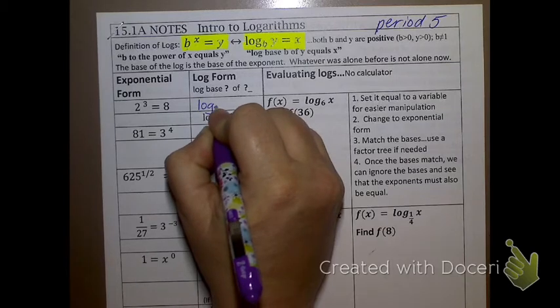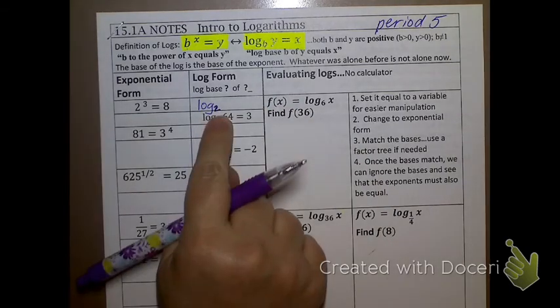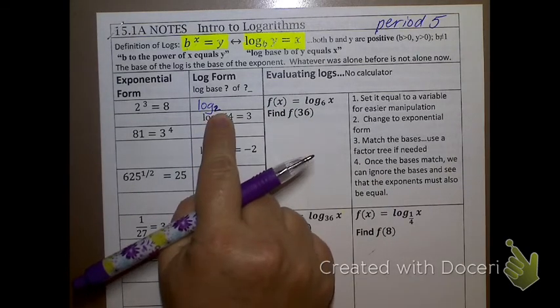Now, let me talk about this base. This base is in what we call subscript. Does anyone know what subscript is? What is it? It's a little number. How is it different than superscript? Superscript is also a little number.